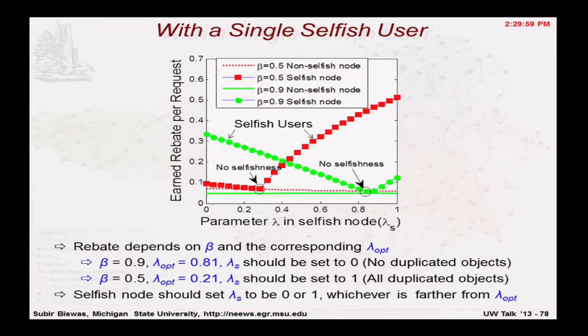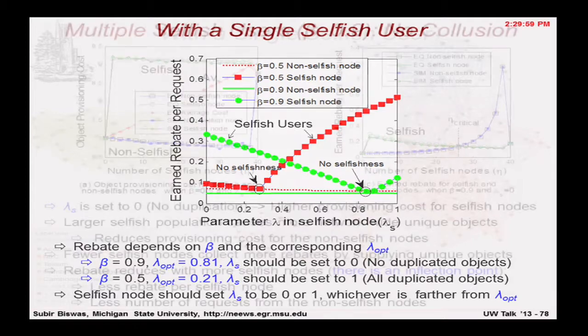But the interesting observation here is that if a node is working without collusion, meaning it is working just by itself in terms of being selfish, it makes sense for it to choose lambda s to be either 0 or 1 to maximize its benefit, okay? Meaning that you either duplicate as many objects as you can, or you don't do any duplication. And it turns out these are the only 2 cases where you can maximize your rebate, okay? And that's what is coming from the equation there, okay? So this is one observation.